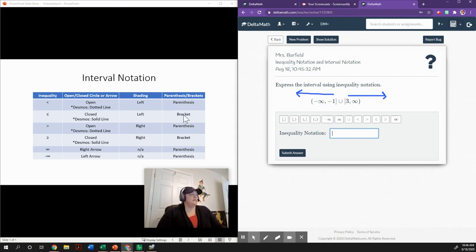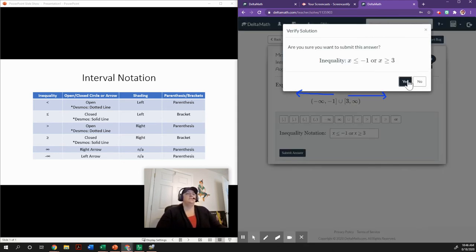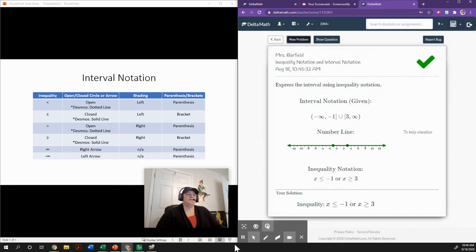I have a bracket, so that just tells me right here, bracket, and I go all the way less than or equal to. All right, so x less than or equal to -1. Then I put in an OR. Okay, I got a bracket, and I'm shading to the right. So bracket, go all the way over, greater than or equal to. X greater than or equal to 3. Submit my answer. Yes. There we go.